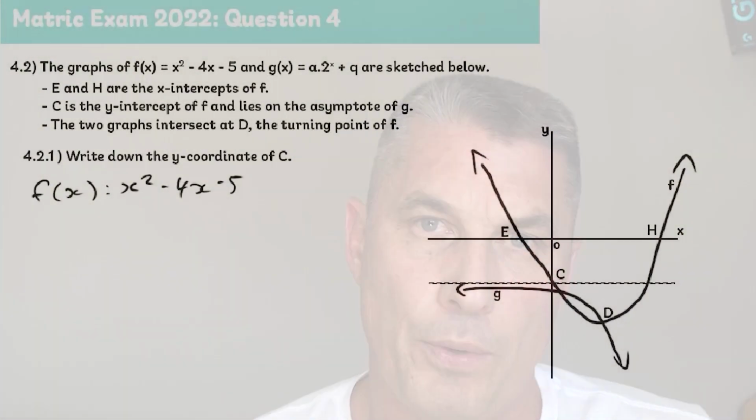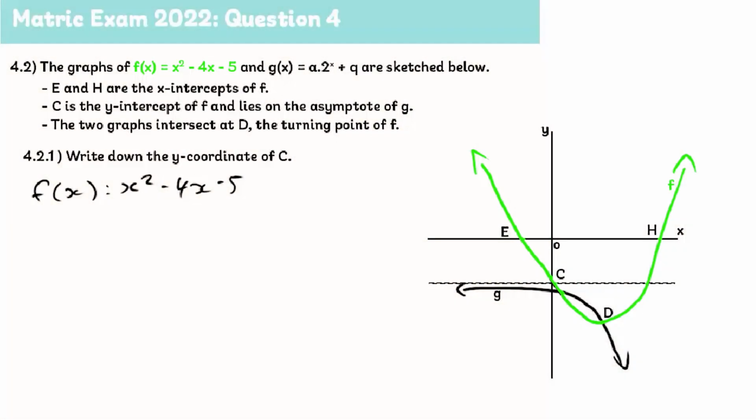We're on to question 4.2. The graphs of f and g are sketched below. E and h are the x-intercepts of f. C is the y-intercept of f and lies on the asymptote of g. The two graphs intersect at D, the turning point of f.